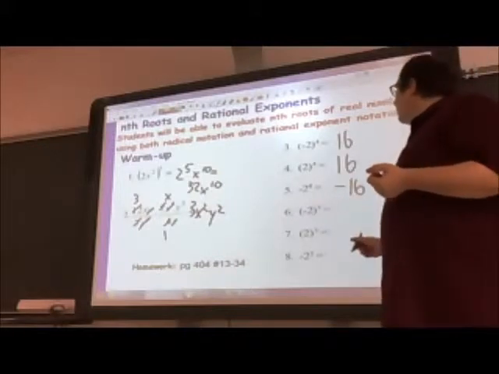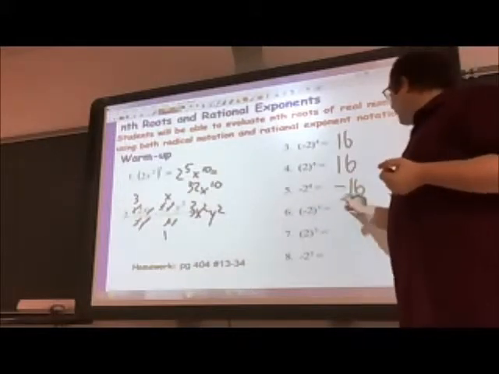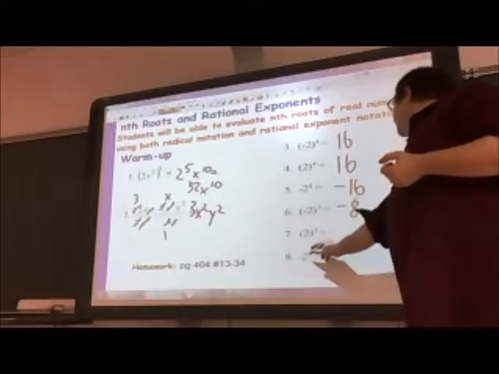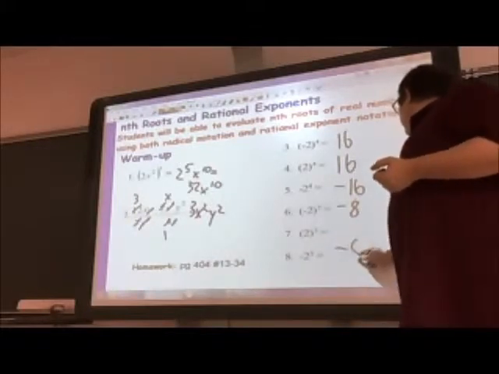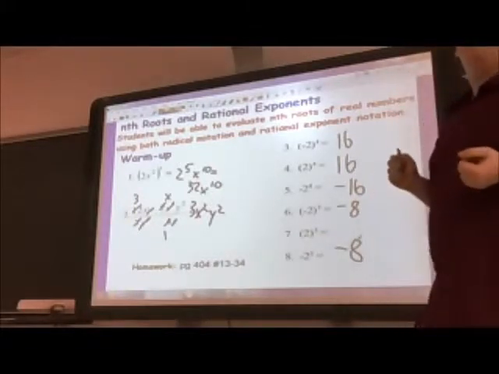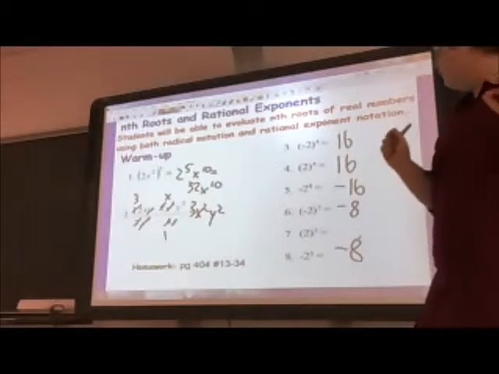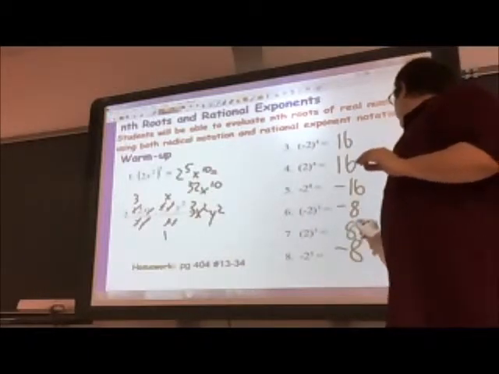What's negative 2 to the 3rd? Who can tell me? Negative 8. Negative 8. And what's this? Negative 8. Negative 8. So with odd powers, it doesn't matter quite so much. With even powers, it does. And this is just 2 to the 3rd power. This would be 8.